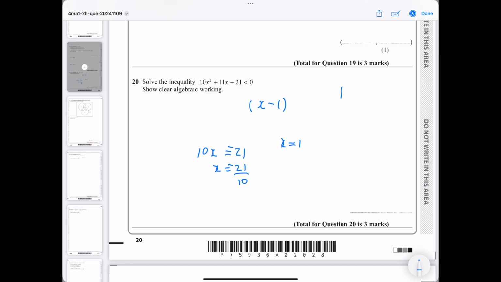So if we draw a little sketch here, we know that this goes through 1 and this goes through minus 21 over 10, which is minus 2.1. And that means it's all the stuff where it's under here. So it means that x is between minus 21 over 10, or minus 2.1, and 1.